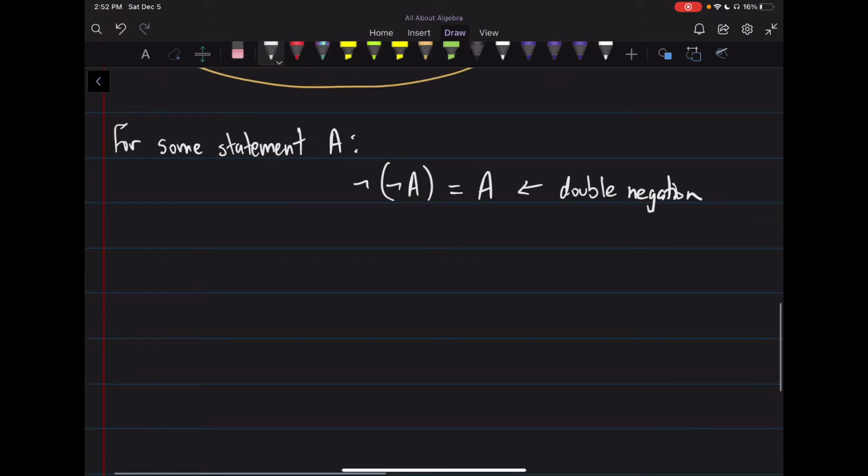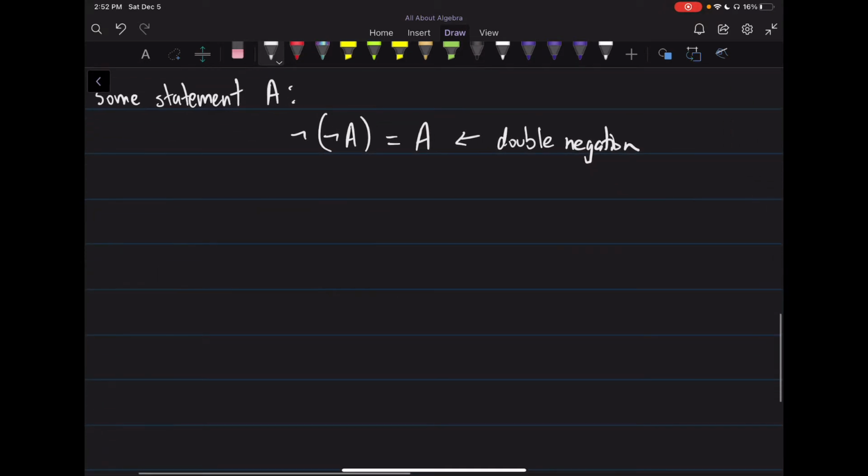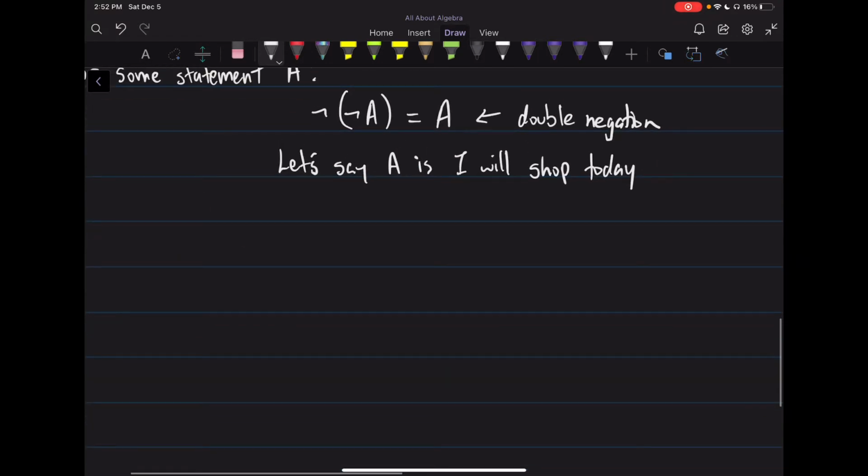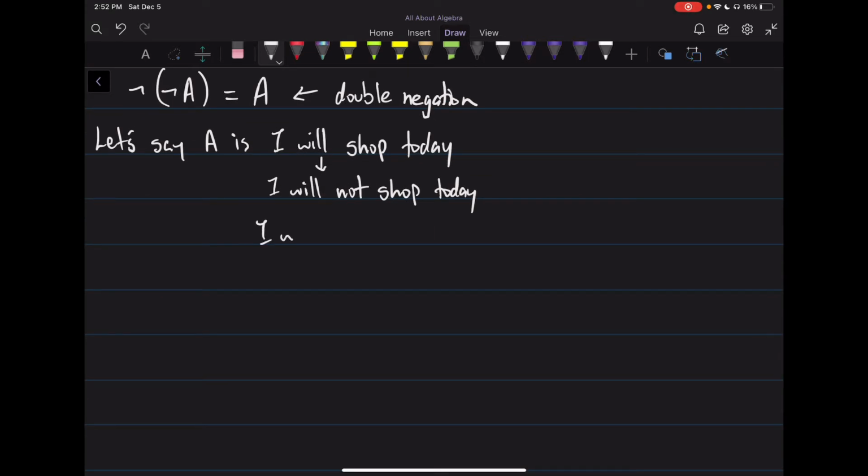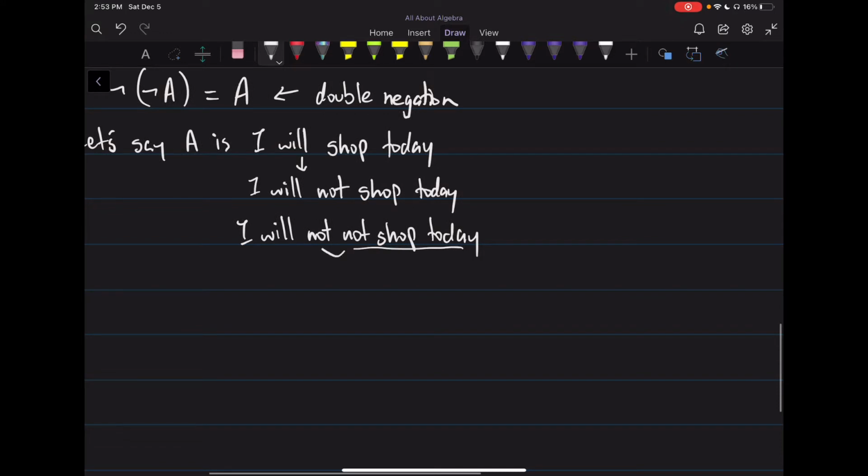And if you have trouble understanding this, let's say statement A is, I will shop today. Okay. Negating this, we get I will not shop today, because it's the opposite, right? And now if we take the opposite of this, I will not, not shop today, right? Well, this means that you won't shop, and you're saying I will not shop. So that means that this cancels out and gives you I will shop today.